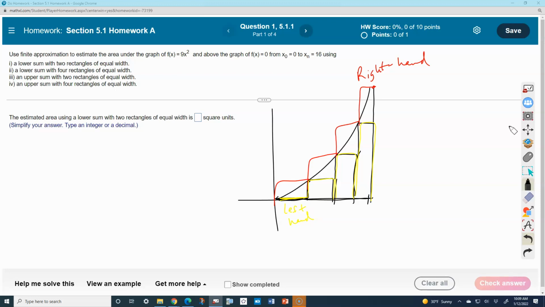Does that make some sense? Do you want me to continue doing this problem, or you think you know how to do this problem? Keep going? Okay. So if we're just doing a lower sum, we said we were going to use the left-hand rule to do a lower sum, right? With two rectangles of equal width. On my problem, it goes from 0 to 16. Your problem may use different numbers than that, but mine goes from 0 to 16.